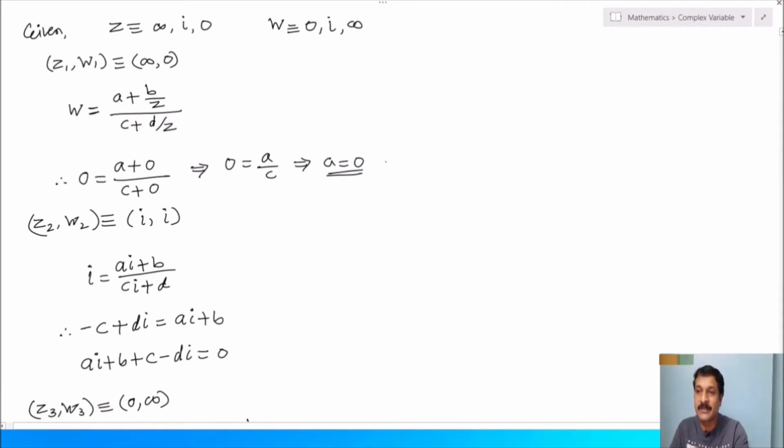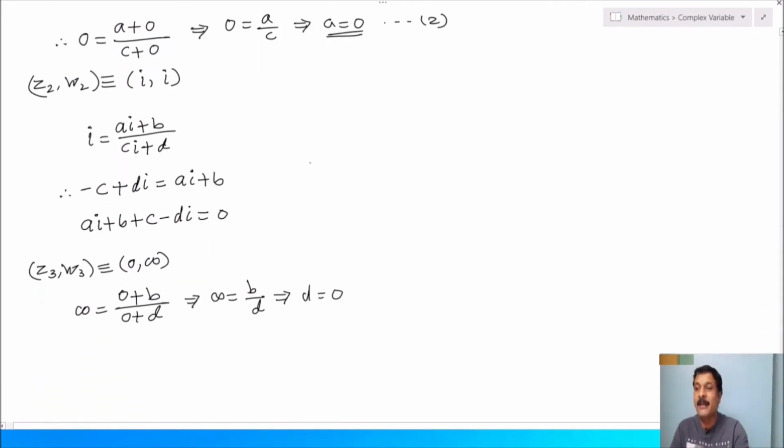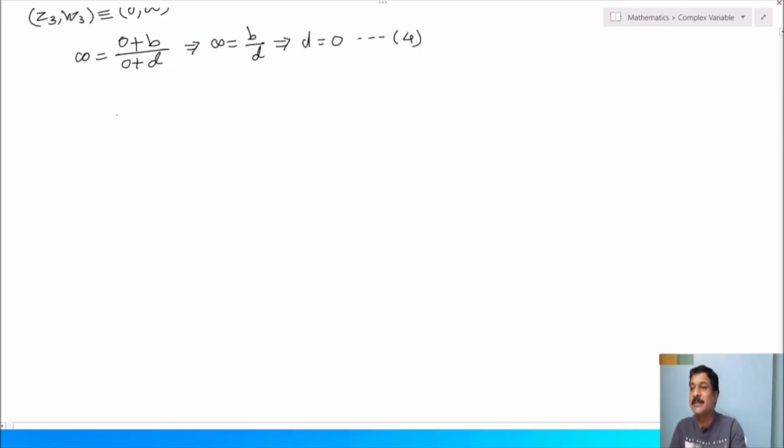So by these three pairs, we will get three equations. This is the first equation. If I denote, it is equation number 2. It is very simple here, but this is the general method. That's why I will collect the equations: equation number 3 and equation number 4. By solving these equations, we will get the values of A, B, C, D. So now solve equations 2, 3, 4.